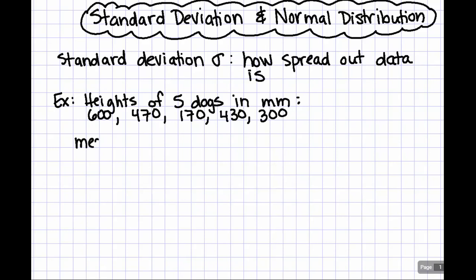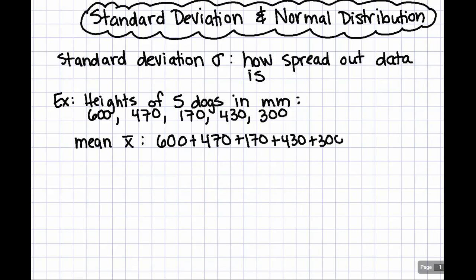Now, in order to find the standard deviation, the first thing you're going to do is find the mean. And to find the mean, which we call X bar, you're going to take all the data and add it up: 600 plus 470 plus 170 plus 430 plus 300. And you're going to divide it by how many items you have, which in this case is 5. When I do that math on top, I get 1,970 over 5. And when I do that division, I get 394. That is my mean. Okay, that's the mean of this data.